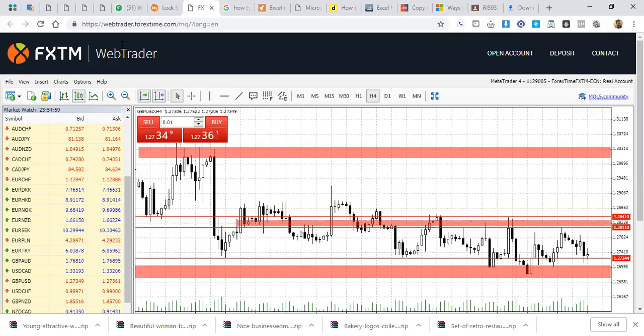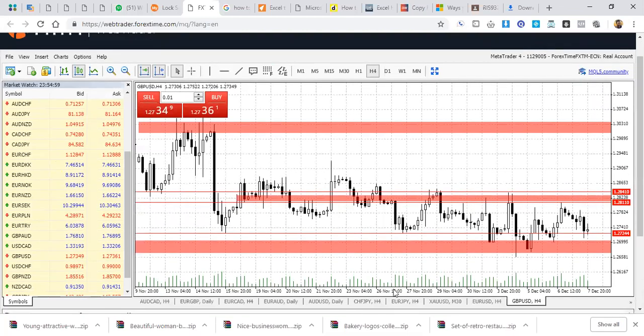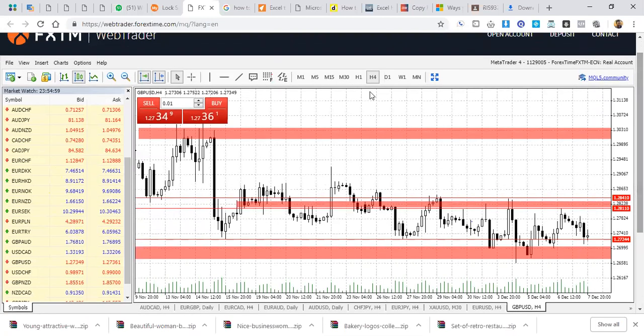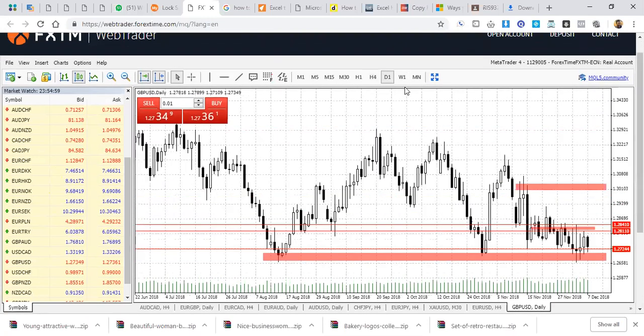I'm talking about that GBP USD. When you go in, you can see a double top already before the news. There was already a double top, so it was a sell. On the 1 day chart you can see a double top.